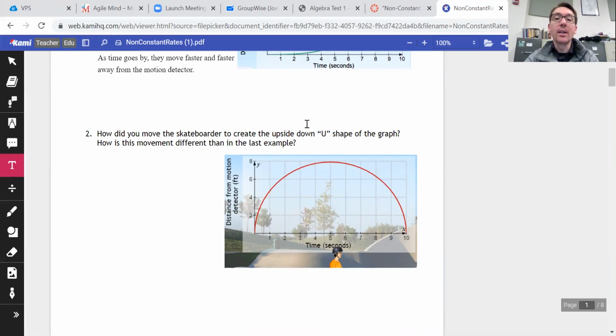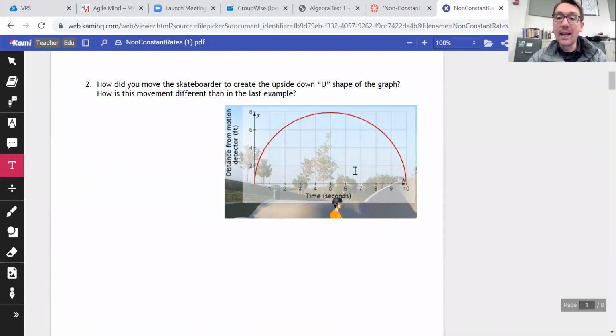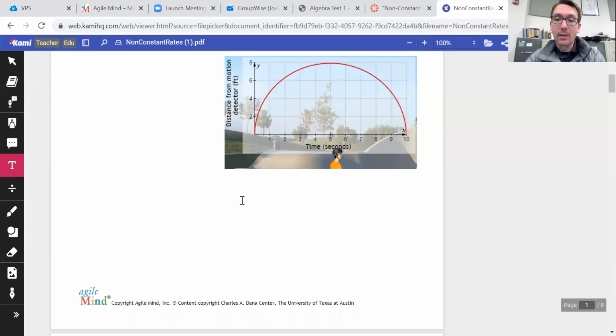How do you move the skateboarder to create an upside down U of this graph? How is this movement different than in the last example? Well, at the beginning, does he start the same? He still starts at 0 feet away. So we know that he's going to start there, but he's also going to end where he started. So he's going to move away from it, then toward it until he gets back to where he started. So unlike the first one, he starts and ends at the motion detector. The first one, he starts at the motion detector, but at the end, he's far away from it. He's 8 feet away on the other end of the skate park. It's a very small skate park too, only 8 feet.